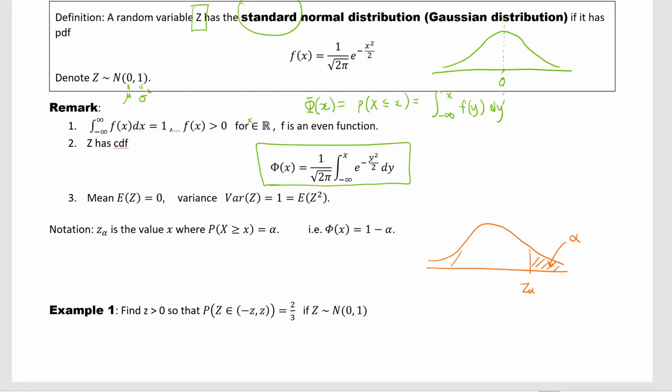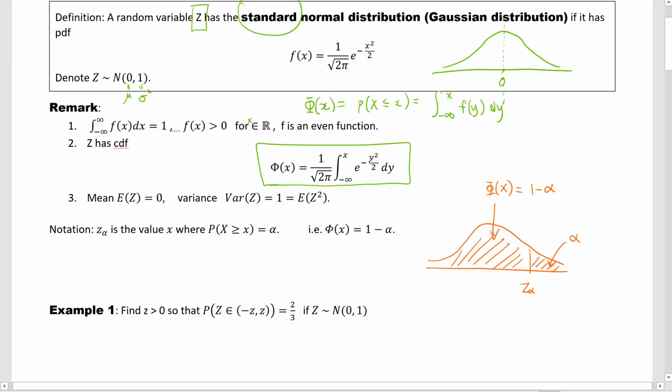CDF denotes the probability on the left-hand side of this number. So this area is actually the CDF, and because we know the whole area is 1, and this right area is alpha, the left is 1 minus alpha. All right, so Z sub alpha is the x value where phi of x, the CDF at this value, is 1 minus alpha.